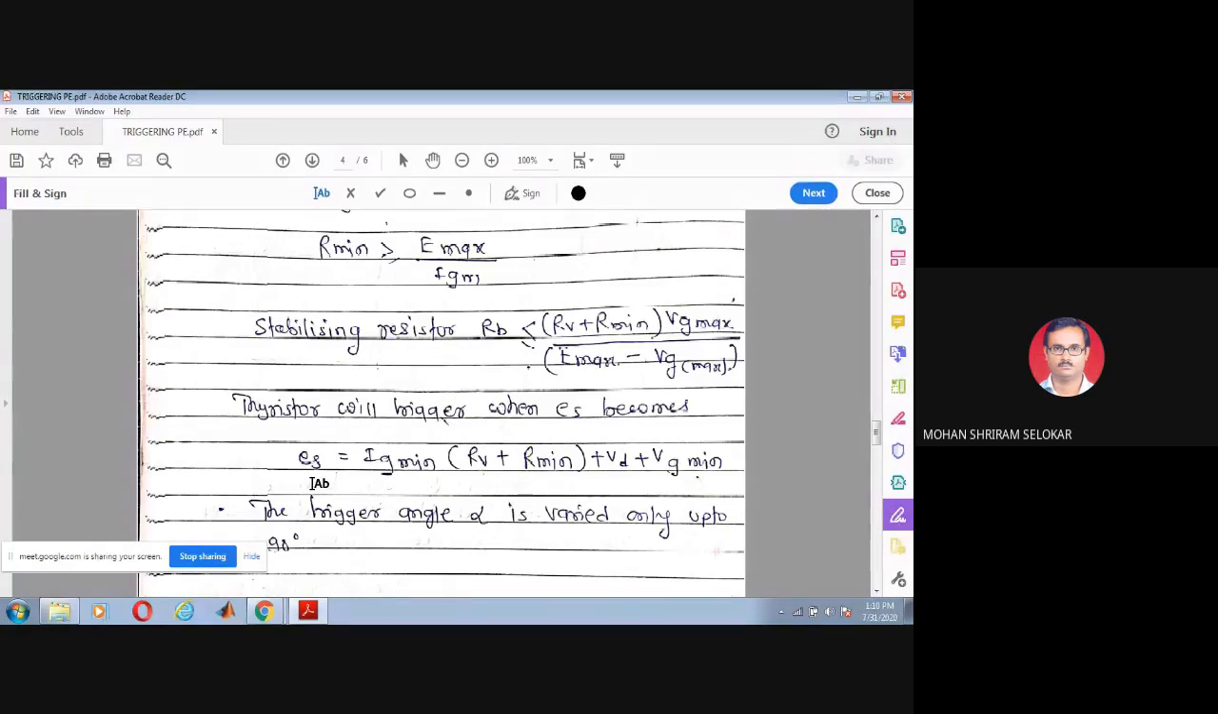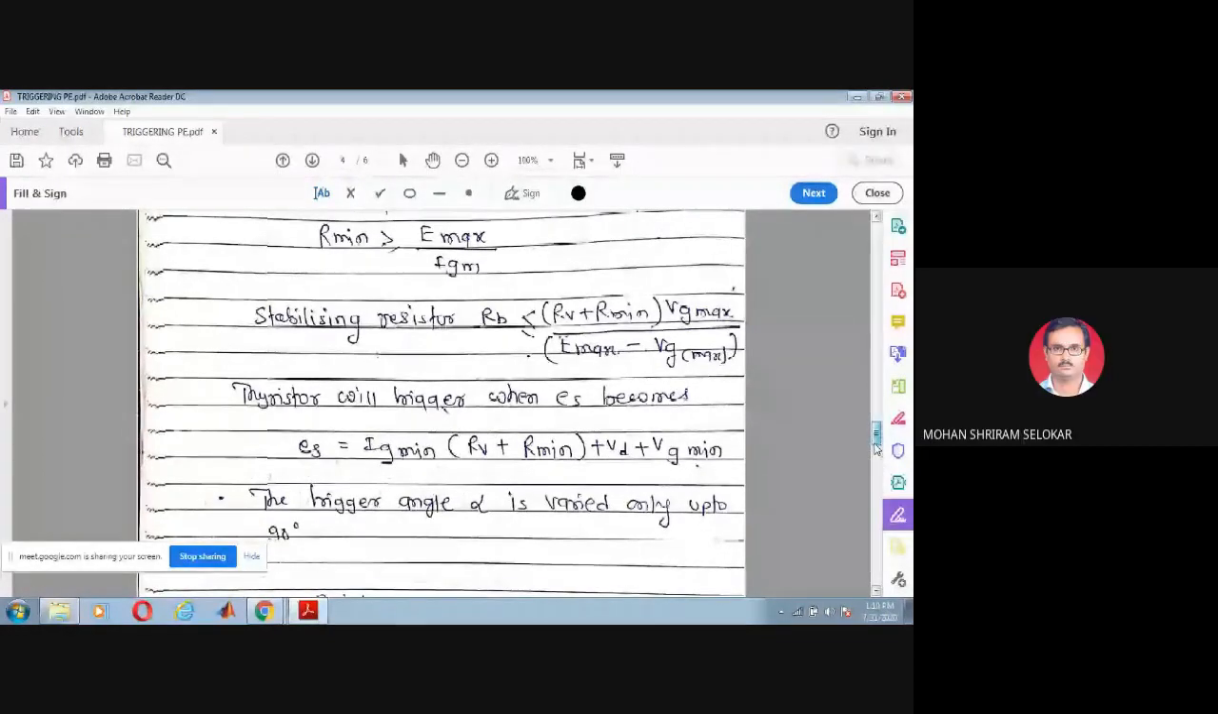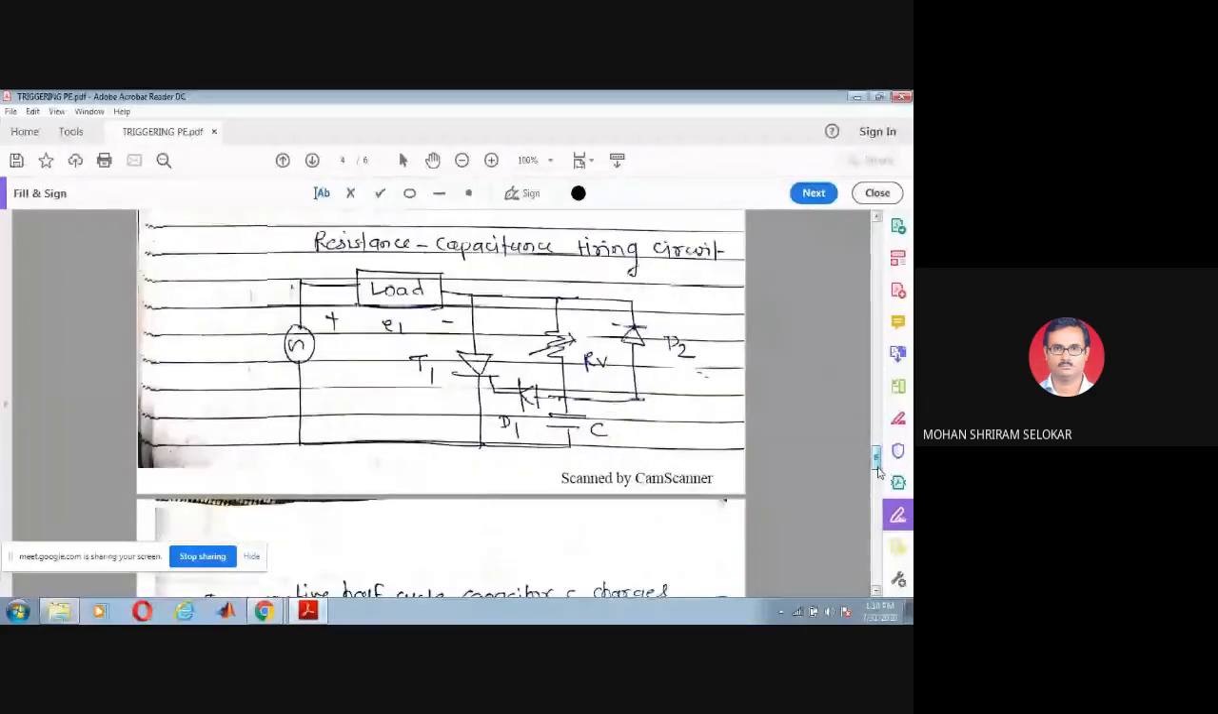Do you understand what I explained today? Yes, sir. Okay. Now another circuit is left. I don't think it can be covered in the 10 minutes. That is a resistance capacitance firing circuit. In the resistance capacitance firing circuit, the limitation of alpha, which is only 90 degree, can be overcome. This is popularly known as the RC firing circuit.